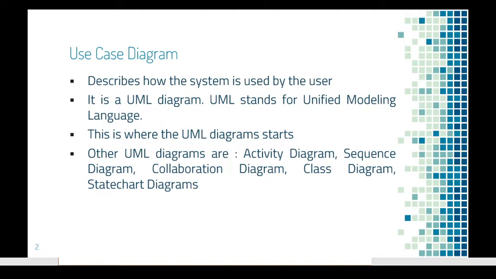UML stands for Unified Modeling Language. This language is at the center of object-oriented modeling. So this is where the UML diagram starts, in the use case diagram. There are other diagrams such as activity diagram, sequence diagram, collaboration diagram, class diagram, and state chart diagrams for the Unified Modeling Language. But for this lesson, we're going to discuss only the use case diagram.